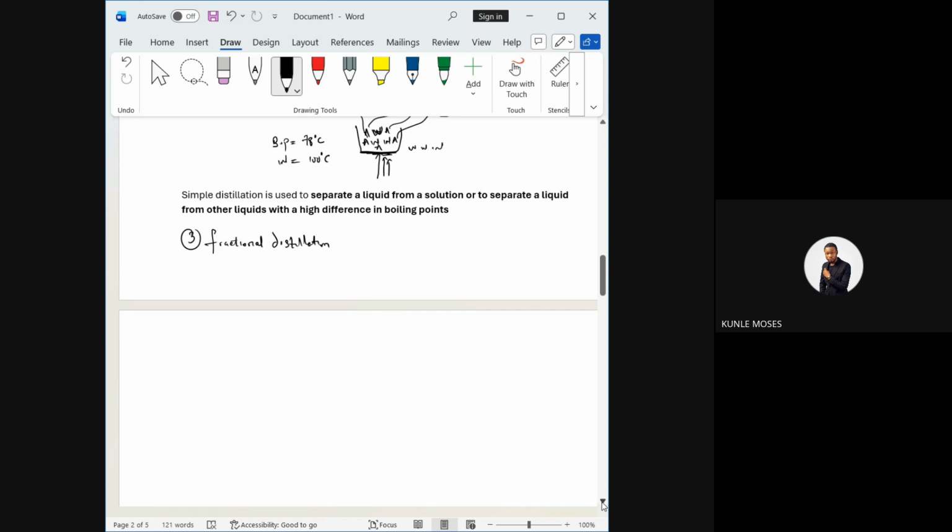So there are actually some issues around simple distillation, but the thing you need to understand is that there are some substances that have a very close boiling point. The most important one is in the crude oil industry. They have a very close boiling point. So we use fractional distillation to separate it. So I want you to write it down. Fractional distillation is used to separate two or more miscible liquids with close boiling points.